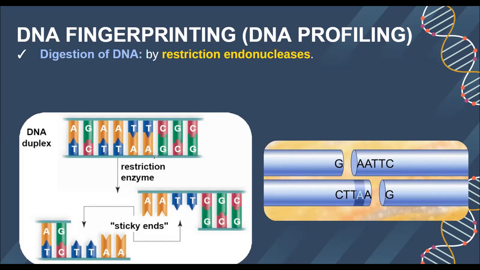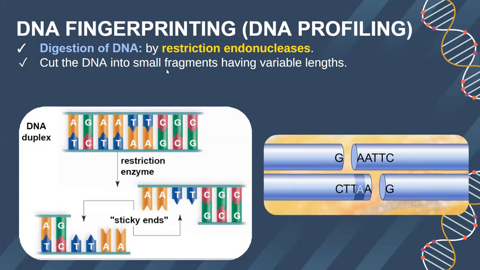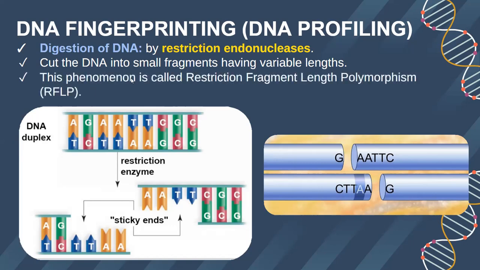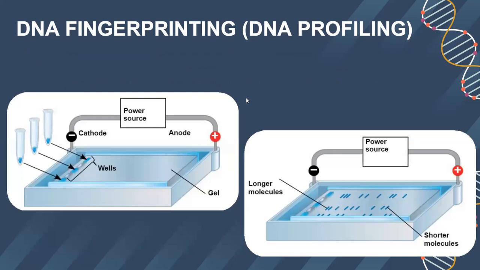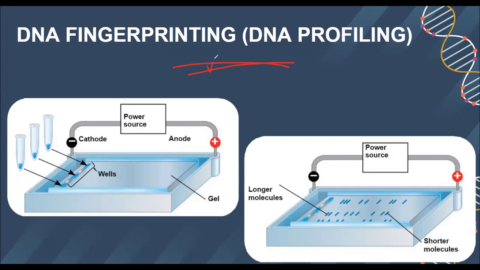So this breaking is done by enzymes. Which enzymes? You need to know the name: restriction endonucleases. They will break up the DNA into smaller fragments, cutting the DNA into fragments having variable lengths. This phenomenon is known as RFLP. Once you take your DNA and add the enzyme, you get small fragments which will have your VNTRs. This particular phenomenon is known as restriction fragment length polymorphism. So you have chopped the whole DNA into variable lengths: some smaller, some bigger, some medium size, etc.